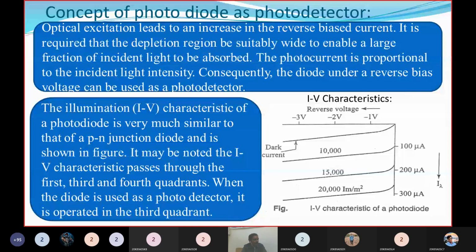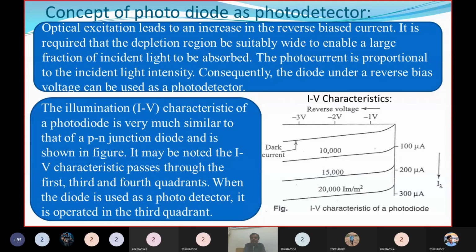So what is the reason for the current? It acts like a PN junction diode connected in reverse bias. If you connect the PN junction in reverse bias, what happens? In the PN junction diode itself there are some minority charge carriers. In the N region, the minority charge carriers are holes. In the P region, the minority charge carriers are electrons. Due to these minority charge carriers, a little amount of current flows through this circuit.